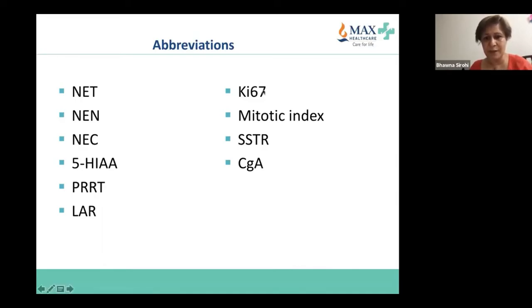PRRT is peptide receptor radionuclide therapy. Long-acting repeatable, LAR octreotide, you will hear a lot while I'm talking. LAR just means that it's not short-acting, it's a long-acting hormone therapy that we are giving. Ki67, in breast cancer we talk about it, but it is not as standardized as it is in neuroendocrine neoplasms. Both Ki67 and mitotic index are about how fast the cancer cells are dividing. SSTR is the somatostatin receptor, and CGA is chromogranin A.